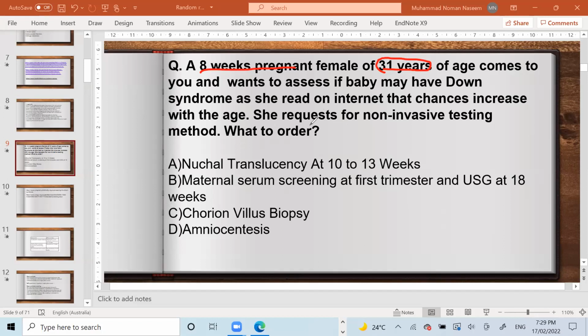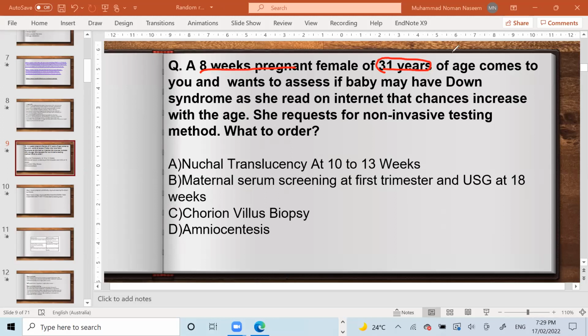Option A, nuchal translucency at 10 to 13 weeks. Option B, maternal serum screening in the first trimester and ultrasonography at 18 weeks. Option C, chorionic villus sampling or biopsy. Option D, amniocentesis.